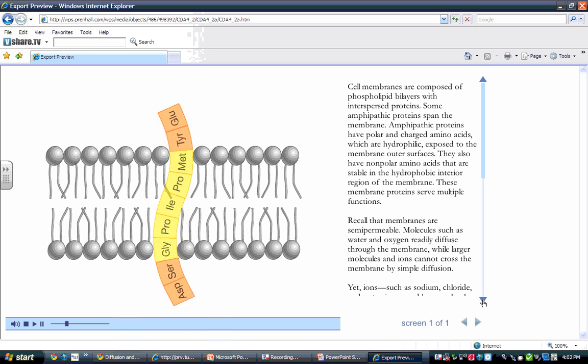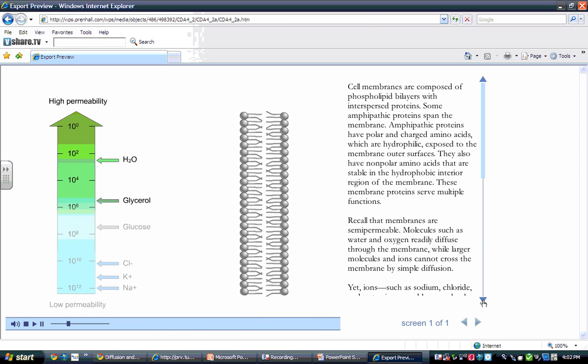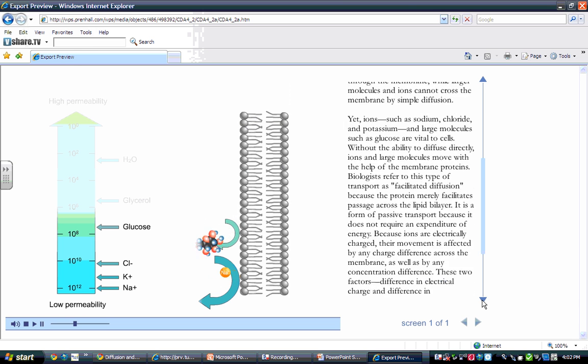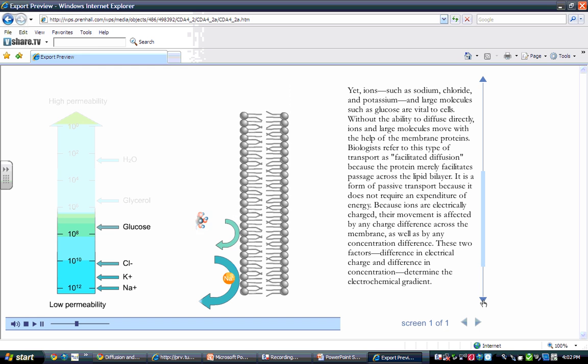Recall that membranes are semi-permeable. Molecules such as water and oxygen readily diffuse through the membrane, while larger molecules and ions cannot cross the membrane by simple diffusion. Yet ions such as sodium, chloride, and potassium, and large molecules such as glucose are vital to cells. Without the ability to diffuse directly, ions and large molecules move with the help of membrane proteins. Biologists refer to this type of transport as facilitated diffusion because the protein merely facilitates passage across the lipid bilayer. It is a form of passive transport because it does not require an expenditure of energy.